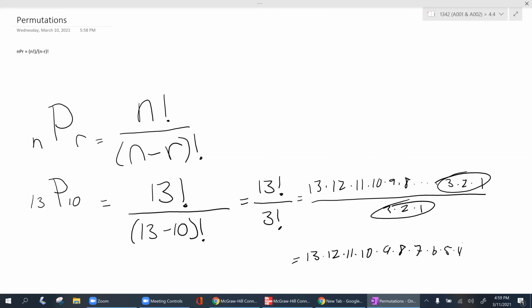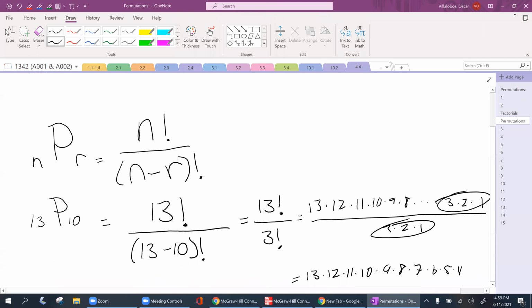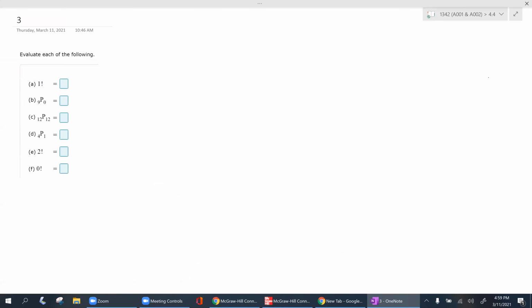So let's apply what we've learned. Evaluate each of the following. Let's do A. Evaluate 1 factorial. Well, 1 factorial is just 1. And that's it. B. You're asked 9 permutation 0.